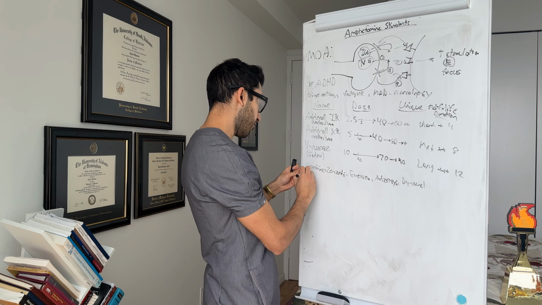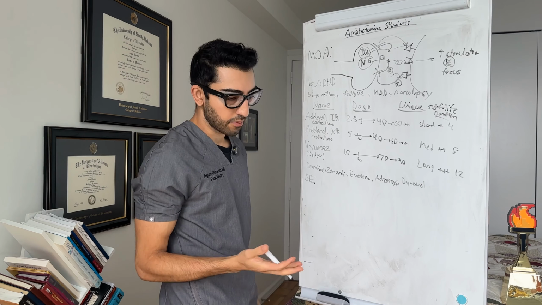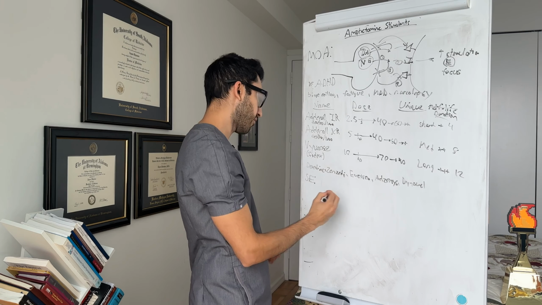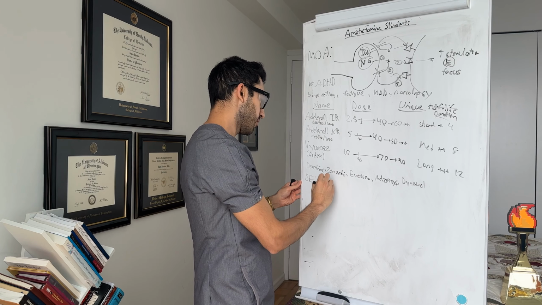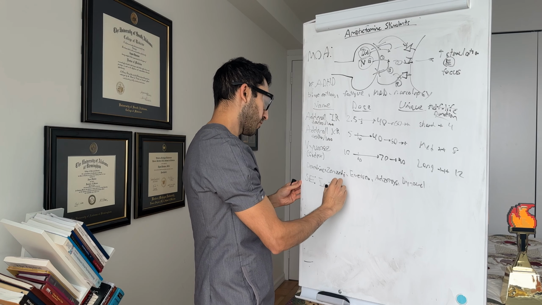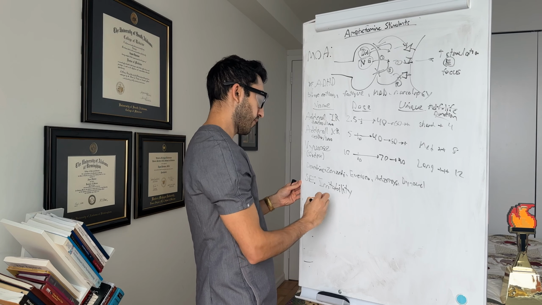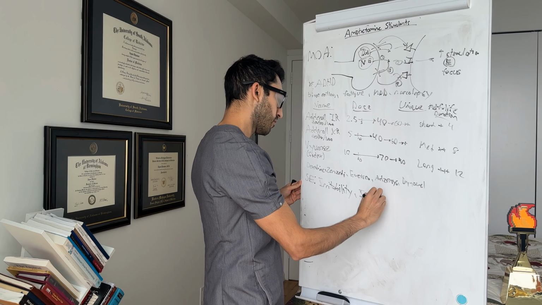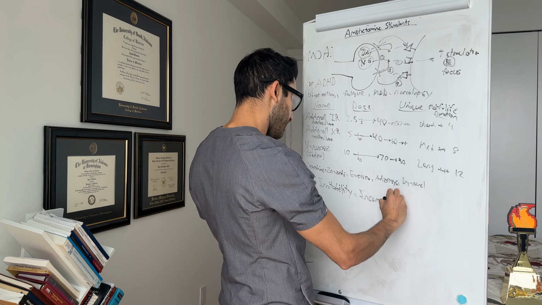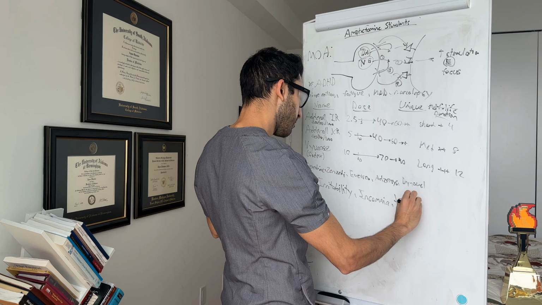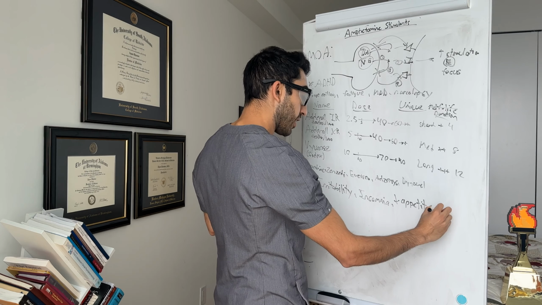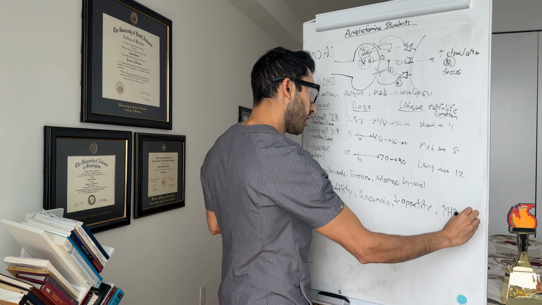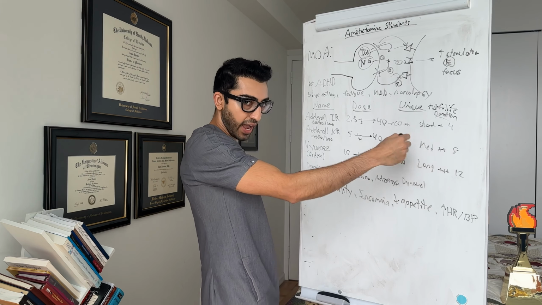And then for side effects, the main ones, they all have pretty much the same side effects, but the duration depends on how long the half-life is. So irritability, insomnia, decreased appetite, increased heart rate and blood pressure. So these are the main ones, and the duration of action can affect it.